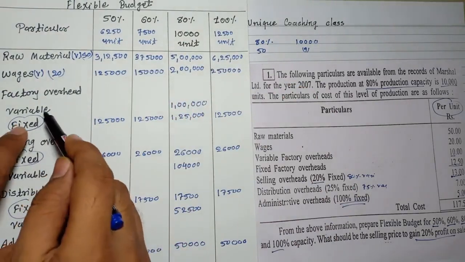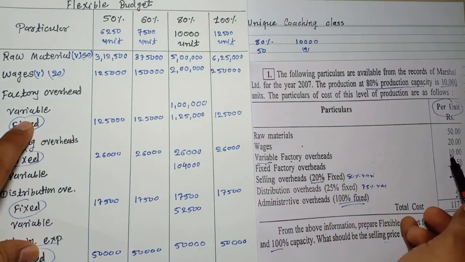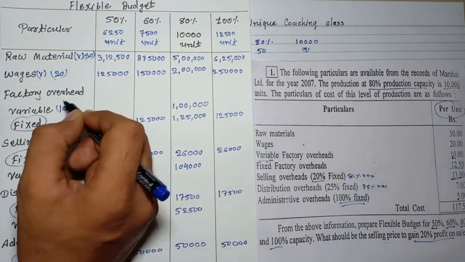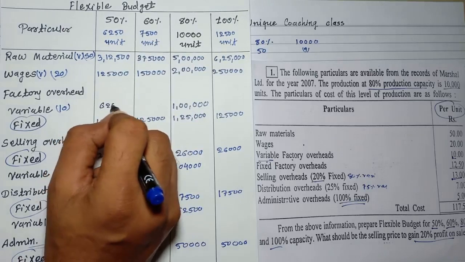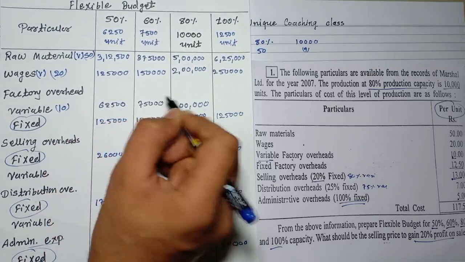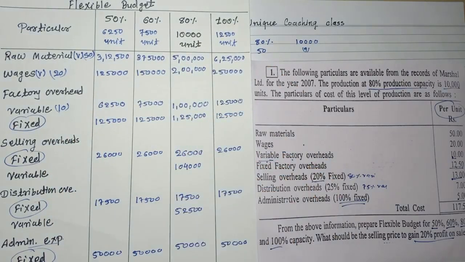Now factory overheads is variable, that is also variable. Factory overheads per unit is given. Per unit is given, so our work will become easy. Per unit 10 is given, so 62,500, we just have to add one 0. Here 75, here 125. Now come to the selling overheads.